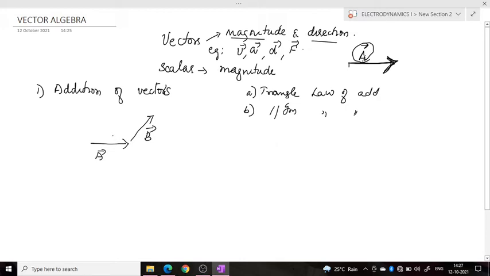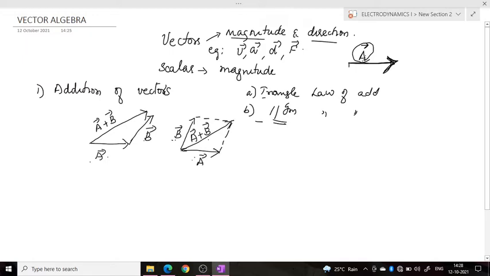How can we add by the triangle method? Vector A and vector B are kept like this, and the third side of the triangle will be the resultant of A and B, or A plus B. The second method is the parallelogram law, which says that if A and B are the two sides of a parallelogram, then on completing the parallelogram, the diagonal is A plus B. This is the resultant, and we can add either by the triangle method or by the parallelogram method.